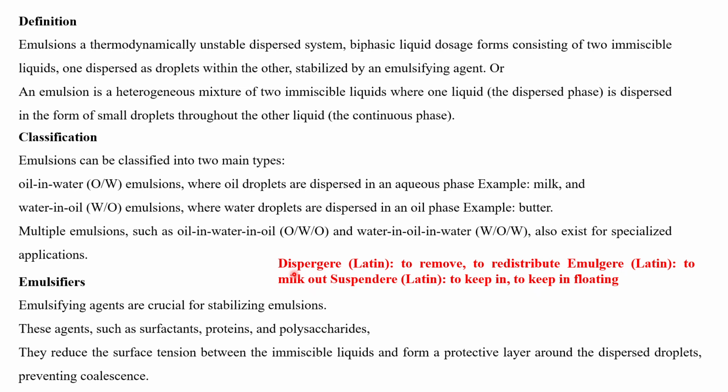Since we are saying emulsions are dispersed systems, the Latin word is dispergere, meaning to remove or to redistribute, and the other terminology in Latin is emulgere. Emulgere means it may be emulsion or it may be a suspension. Suspendere is a Latin term, we call it to keep in or to keep floating.